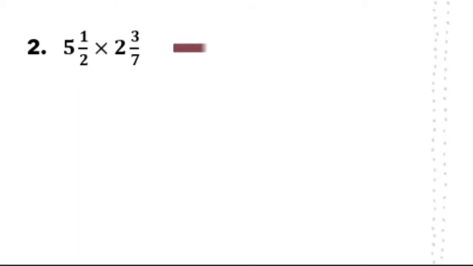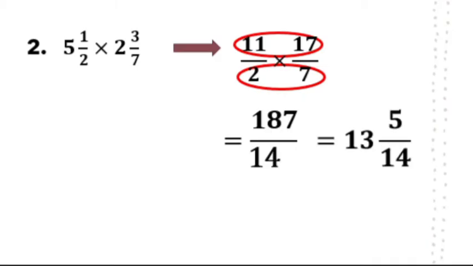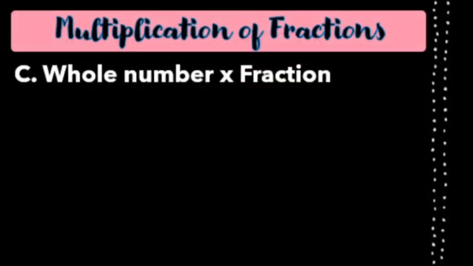Again, change the factors to improper fractions, multiply the numerators to get the numerator of the product, and then multiply the denominators to get the denominator of the product. Change the product to mixed fraction form to get the final answer.